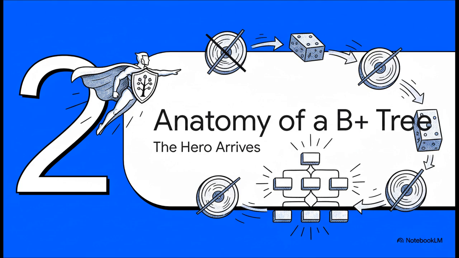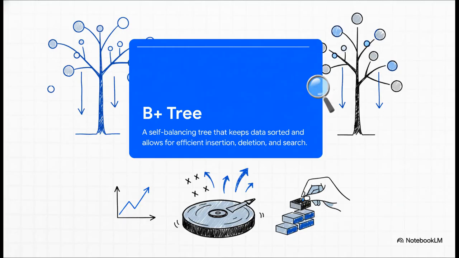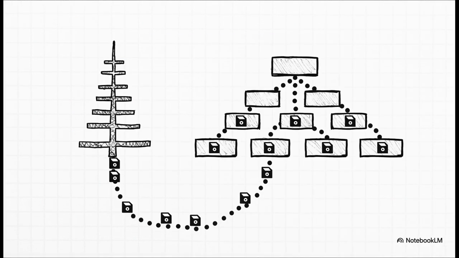All right, so enter the hero of our story, the B-plus tree. It's a data structure that was specifically engineered to fight this exact problem, to conquer the slowness of disk drives. So what is it? A B-plus tree is a self-balancing tree that keeps all your data sorted for super fast searching, but it also handles adding and removing data like a champ. The whole point, the entire reason it exists, is to achieve that one main goal we just talked about, keeping those slow disk reads to an absolute minimum.